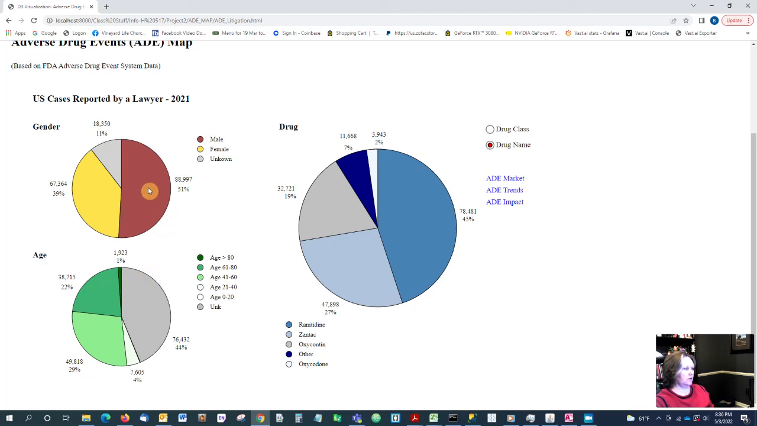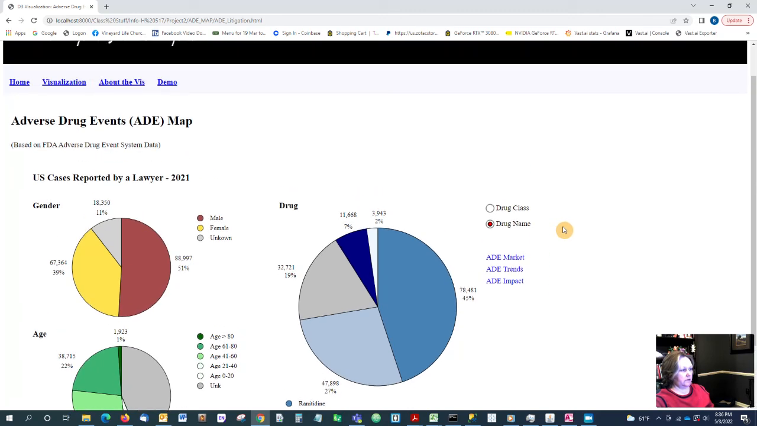The breakouts by demographics are also shown here. You can see males have a much higher occurrence than females, in spite of the proportions for the entire population, which are higher for females. So that was an interesting result. And so that is the ADE map.